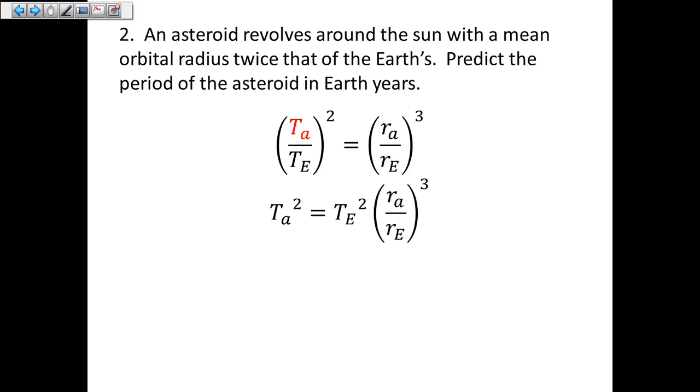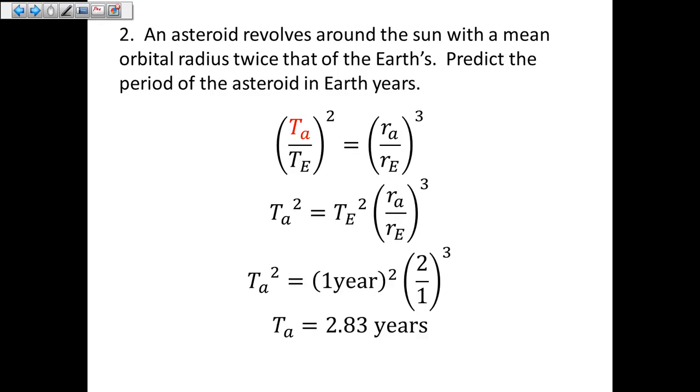And I go ahead and multiply that t sub e, the orbital period for Earth squared, over to the other side. And I plug in. Now again, I'm scaling, so I'm using the orbital radius of the Earth as 1, which means that the orbital radius for the asteroid is twice that, it's 2. We just plug in 1 year because we're interested in finding the period of the asteroid in Earth years, so t sub e is just 1 year. Easy peasy lemon squeezy.